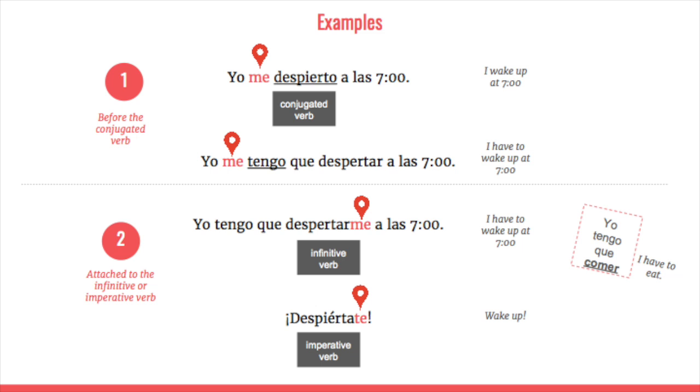I hope this wasn't confusing for you. Just remember, if the verb is conjugated, the pronoun goes before. If the verb is infinitive or imperative, the pronoun goes attached to it.